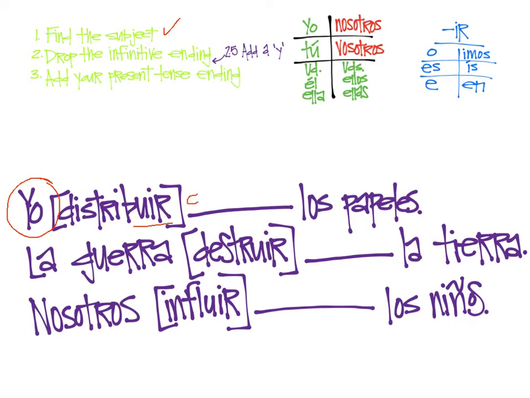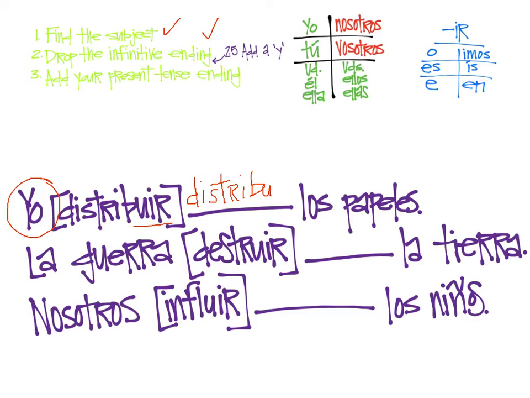Yo distribuir los papeles. The second thing that we must do is drop the infinitive ending from our verb. So we'll write down the stem of the verb distribuir, and that is D-I-S-T-R-I-B-U. Okay, distribu. Bear with me, I've lost my stylus, so hopefully you can read it. So we've completed the second step, we have dropped the infinitive ending, and we are left with our stem.